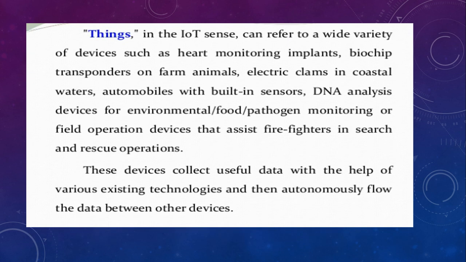Next, things in the IoT can refer to a wide variety of devices such as heart monitoring implants, biochip transponders on farm animals, electronic clamps in coastal water. So all these are already developed IoT devices. Okay, these devices collect useful data with the help of existing technologies and then autonomously flow that data between other devices.